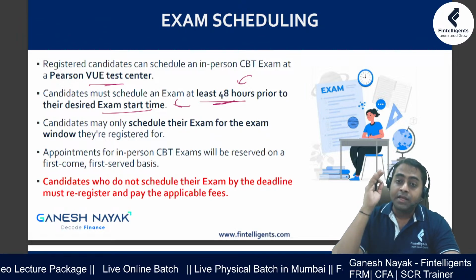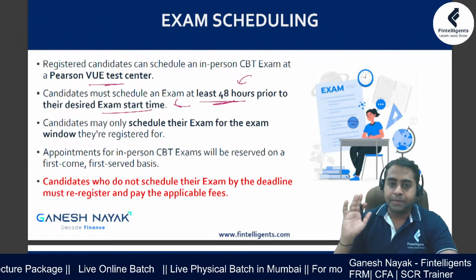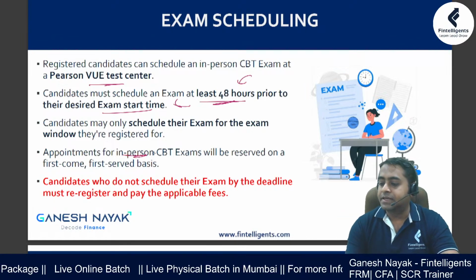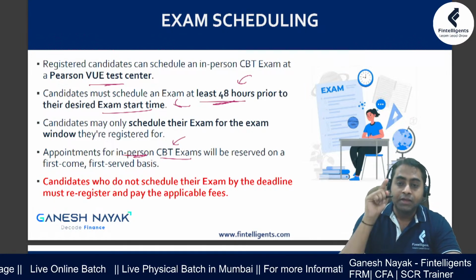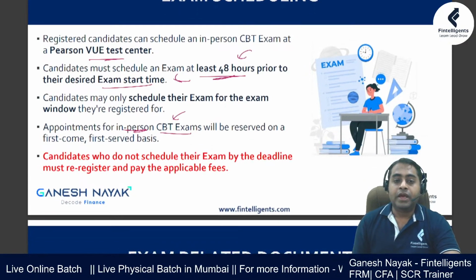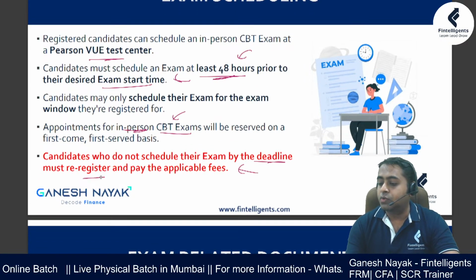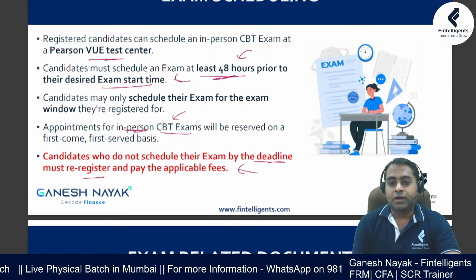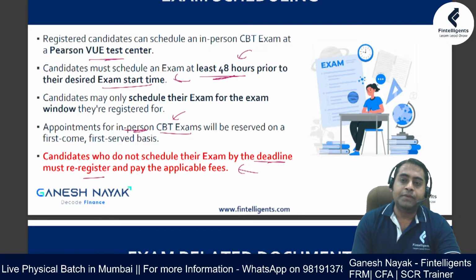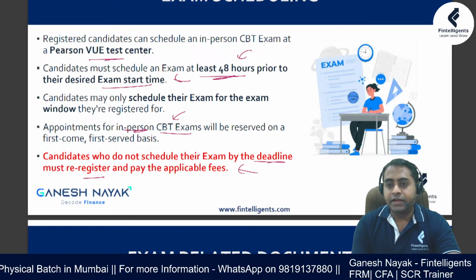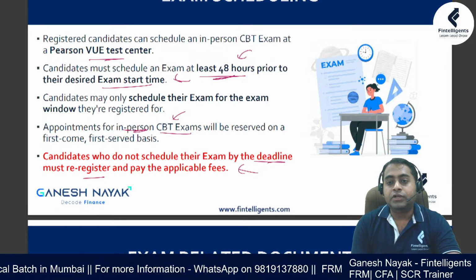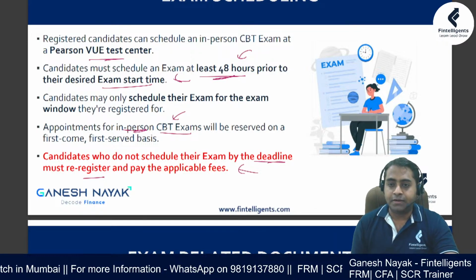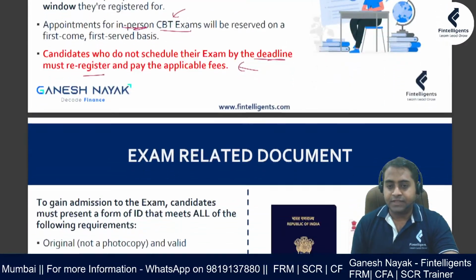A lot of students schedule their exam 2 months before only. It's an in-person exam, that means you will have to go to the center. It's a computer-based exam. If the deadline is gone, you cannot reschedule it. Suppose I was supposed to appear for the April exam and I forgot to schedule, and then the deadline is gone. After that, I cannot schedule. I have to re-register and pay the entire fees again.